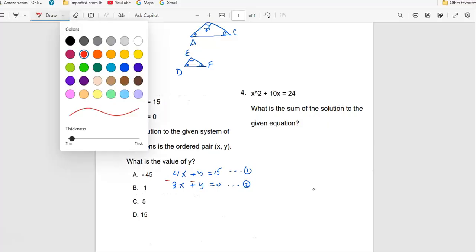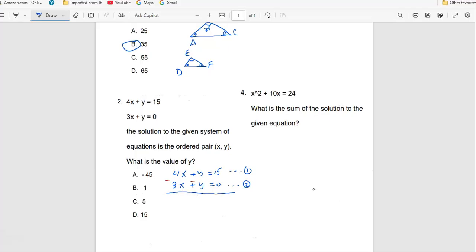Now, if I add these two equations, what's going to happen? The y is going to cancel out, right? And what is 4x plus negative 3x? That's x. And y and negative y cancel each other, so x equals 15 plus 0, which is 15. So we have x now. But we're not looking for x, we're looking for y. You can use either equation to find y.